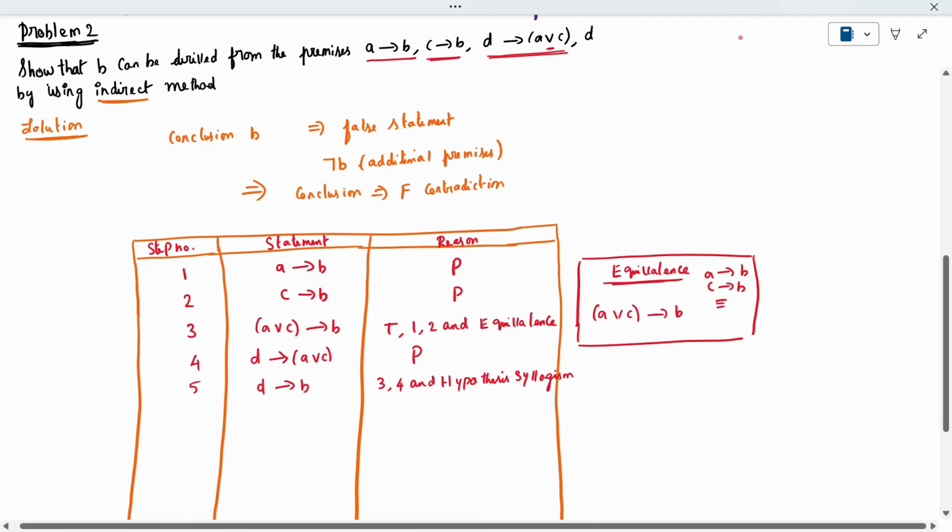So completed. Now I will introduce one more premise, the last premise, D also. D, it's a P rule. Okay, now you check, D gets cancelled. It is nothing but modus ponens. So you will get B. From step 5 and 6, it is nothing but modus ponens.